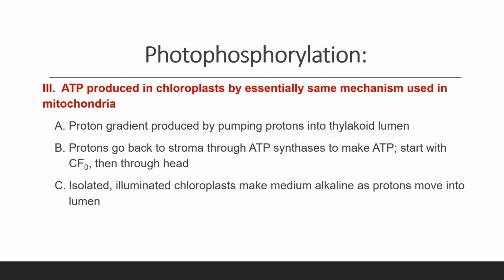ATP is produced in chloroplast by essentially the same mechanisms used in the mitochondria. Here you have the proton gradient produced by pumping protons into the thylakoid lumen, and then protons go back to the stroma through ATP synthase to make ATP. So it starts with the CF sub-zero, then through the head. And then isolated, illuminated chloroplasts make the medium alkaline as protons move into the lumen.